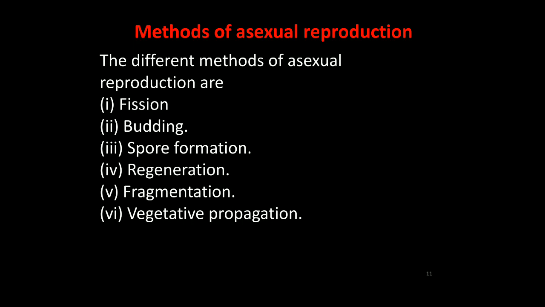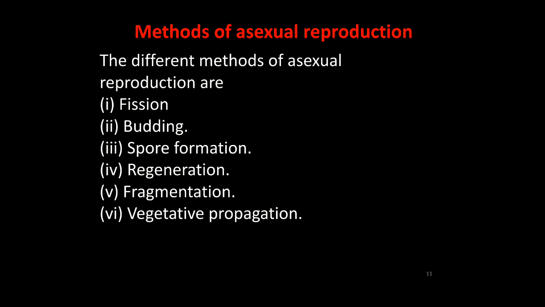Next, budding. Budding means an organism has a small bud and that bud itself becomes an organism. Spore formation. In spore formation, it forms very small granules, like spores, and from the spores the organisms are formed.